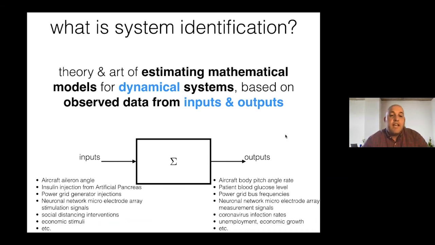In a power grid, how do generator power injections have an effect over time on the bus frequencies in the network? In a neuronal network, how do microelectrode array stimulation signals have an effect on the firing patterns of neurons in a neuronal network?